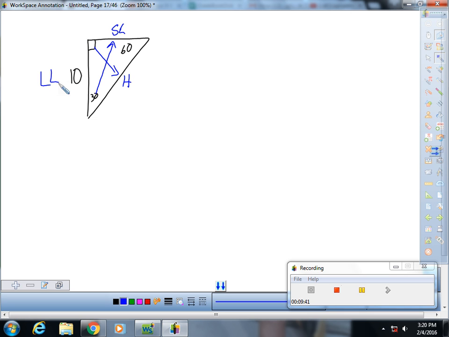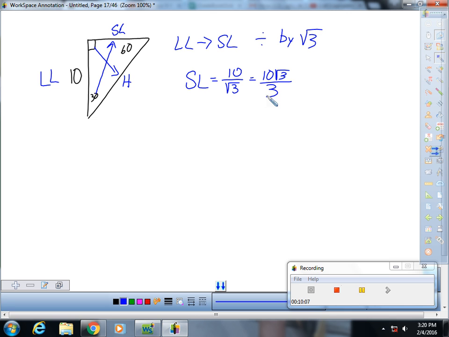Well, what do I want to do to find this? Well, to find the short leg, I got to find the short leg first, because that's what the rule says. So, to get from the long leg to the short leg, it's getting smaller, so I divide. What do I divide by? Radical 3. So short leg is 10 divided by radical 3, which is 10 radical 3 over 3, and I'll just leave it like that.